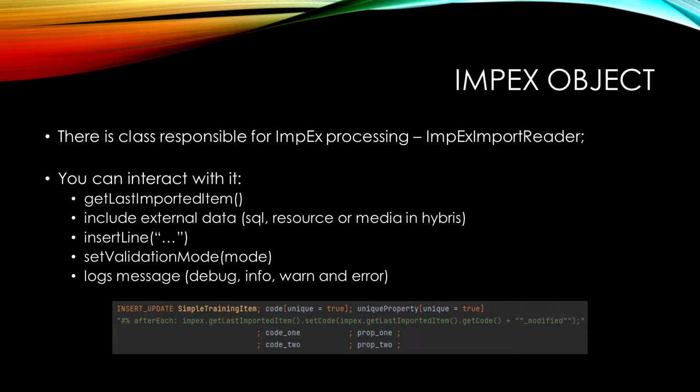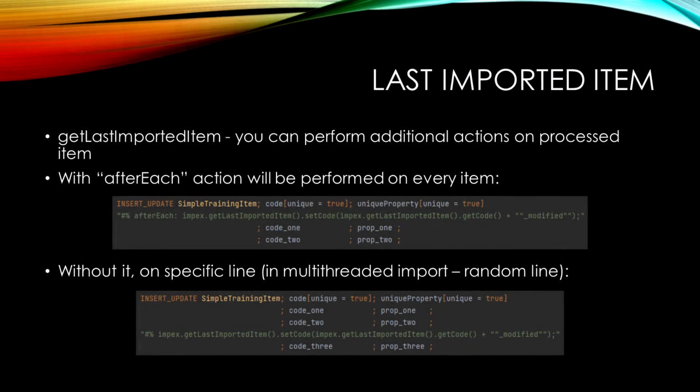In script, you can use the import reader object that is responsible for the ImpEx processing. With import reader, you can get the last imported item, include the lines from external files, insert the line, change the validation mode, or log the messages. With the getLastImportedItem method, you can do additional changes after the value line was processed.